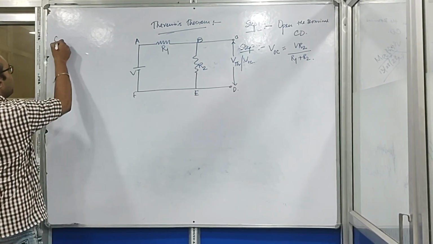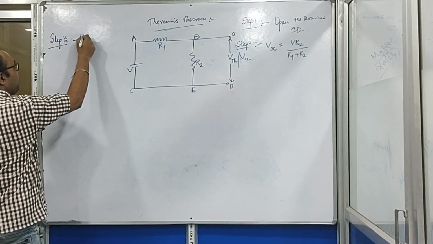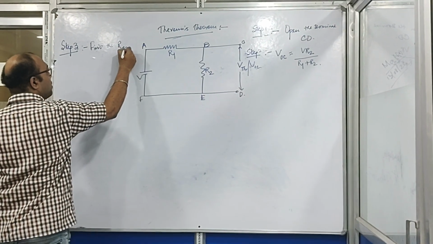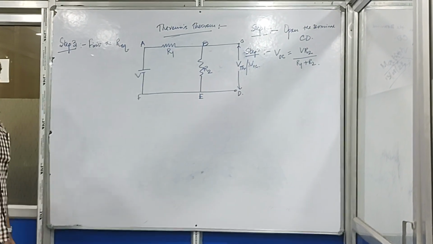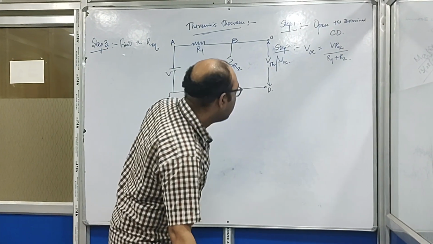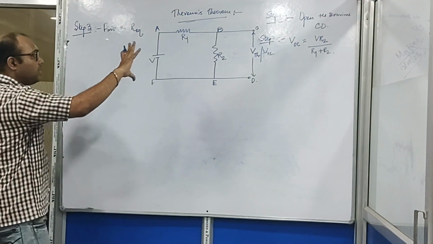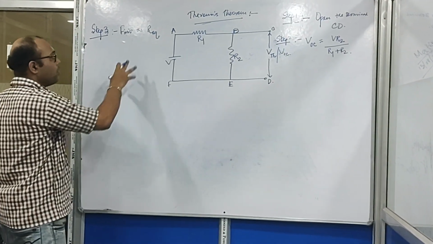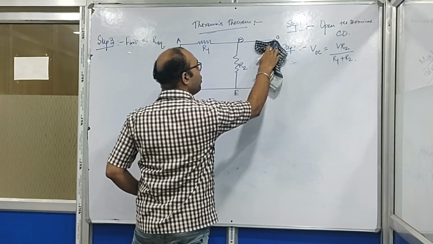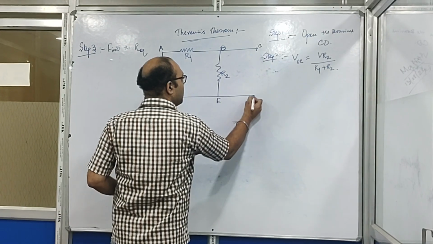Now, in step 3, we have to find out the equivalent resistance in the circuit when C and D are open circuited. When C and D are open circuited, we have to find out the equivalent resistance flowing through the circuit. And how will we find this out? We will find it from this area.